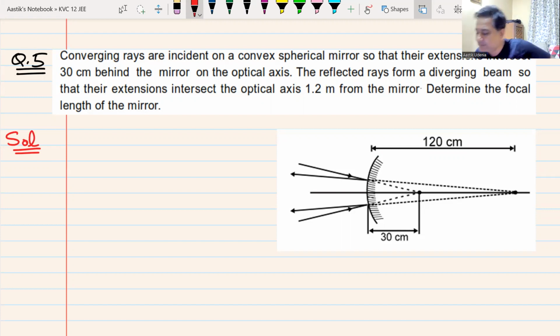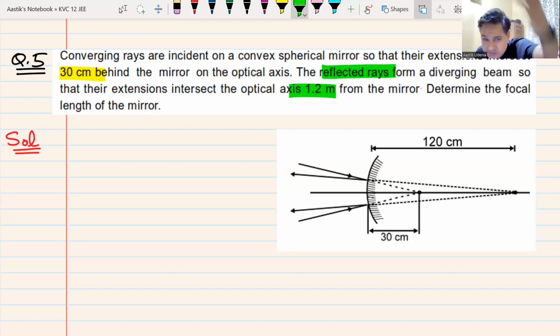Converging rays are meeting 30 centimeters behind. That is the first point. Reflected rays are coming from 1.2 meters behind. Remember how I defined the object and how I defined the image? That is the reason I had given you this question.